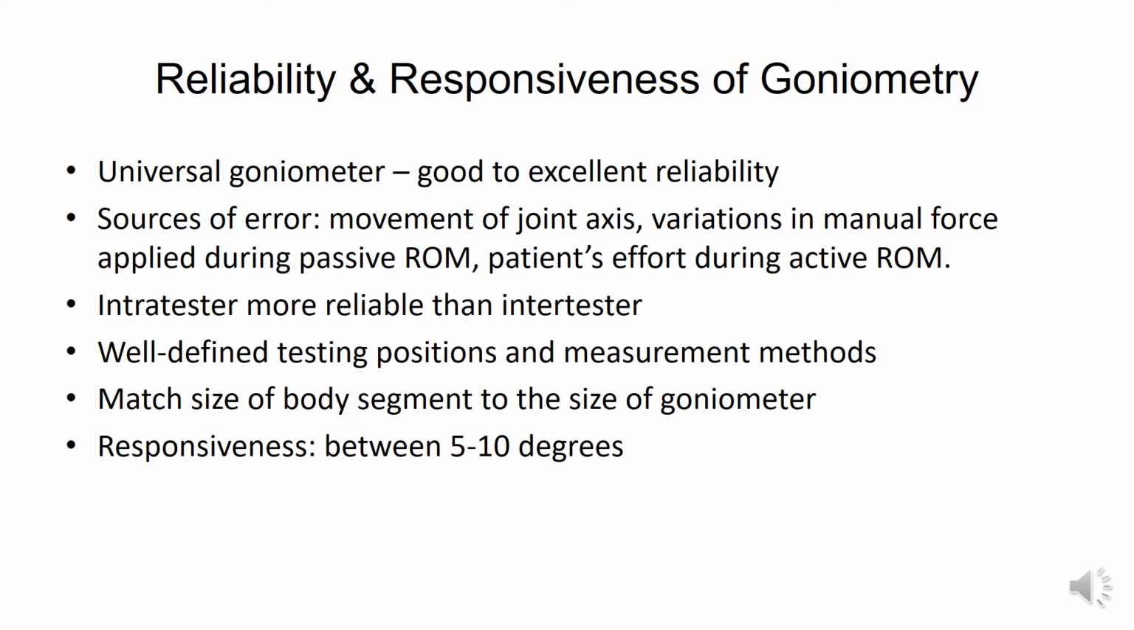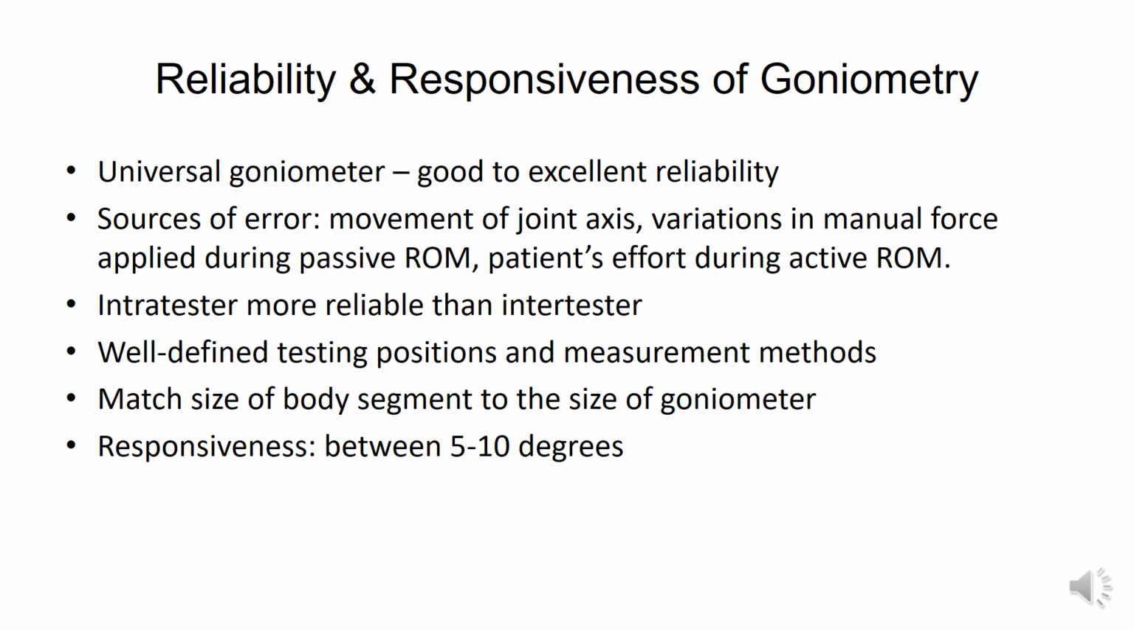For example, if the joint axis moves during the testing, this contributes to the unreliability. Other errors include variations in manual effort exerted by the tester during passive range of motion, and also the patient's varying effort during active range of motion.